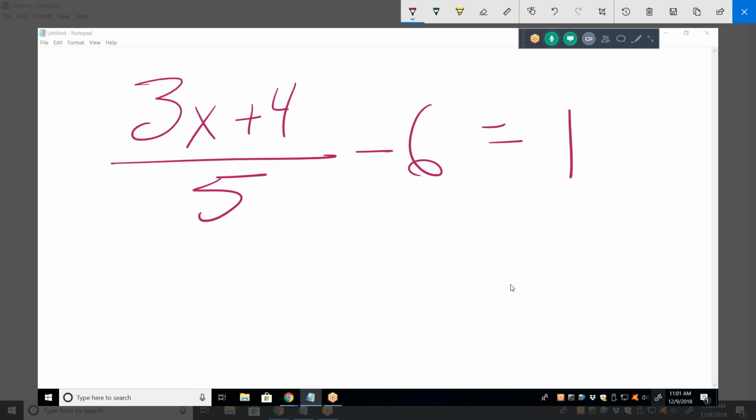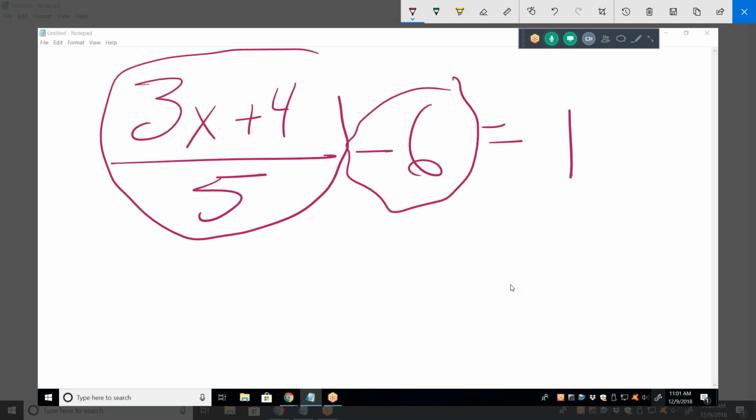What's the easiest first thing to get rid of? So we're trying to get rid of the 3, the 5, the 4, and the -6. The 5? No, that's not the first thing. Oh, the -6. Yes, the -6, because I can get rid of this without affecting any of that. I can't get rid of the 5 unless I want to multiply that -6 by 5 also.